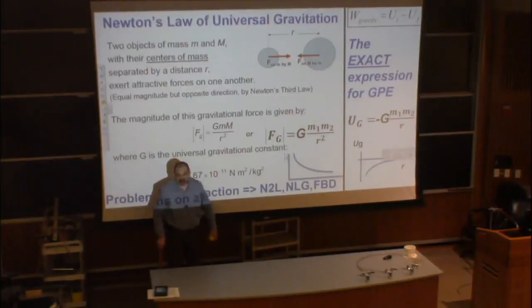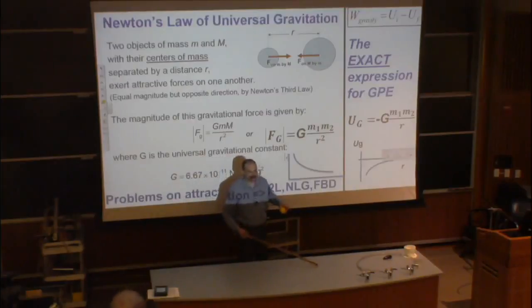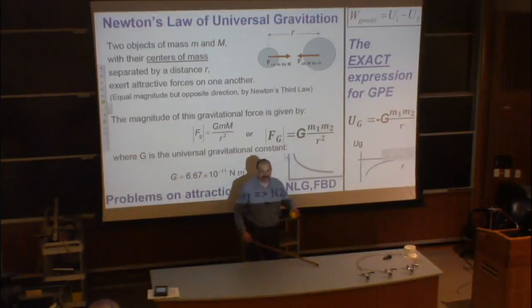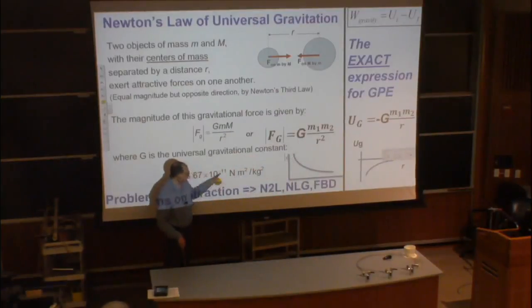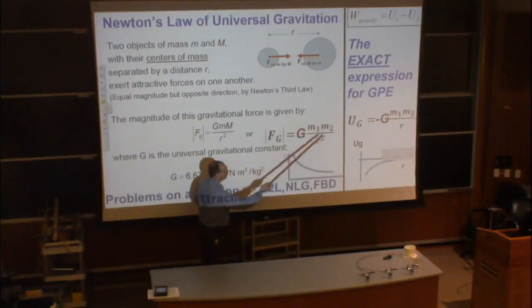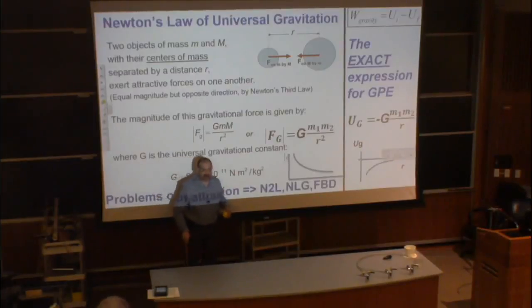So all objects attract each other. We all attract each other right now. But that force is so tiny because this coefficient, the universal gravitational constant, is tiny. So if you use 1 kilogram, or like 100 kilograms, and 1 meter, the force will be 10 to the negative 9, nano. It's immeasurable, we cannot measure it.